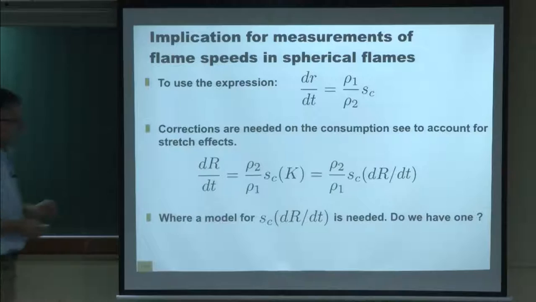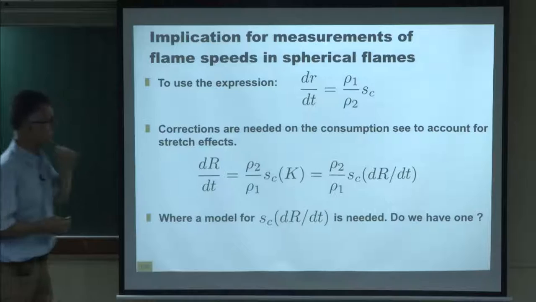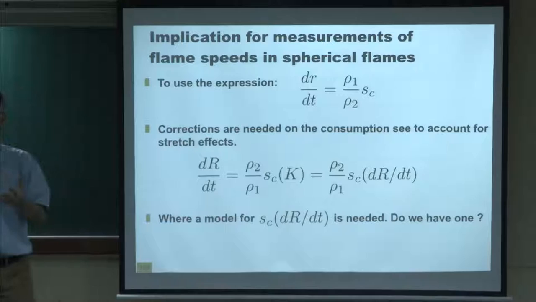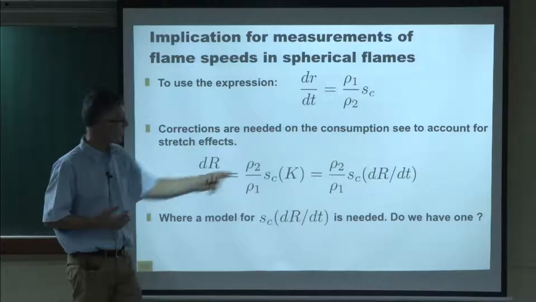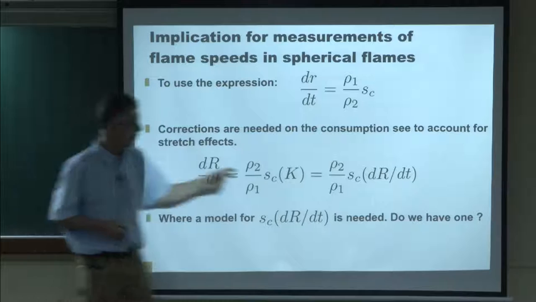Remember, we assumed that we would be able to extract SC from this expression. We would measure dr/dt. We would evaluate rho 1 over rho 2. But in practice, the problem is that SC is not a constant. When the flame is very small, it is affected by stretch. And that means, really, that what we have to invert now is a relation like dr/dt equals rho 2 over rho 1 times SC of K. K is the stretch, and K is a function of dr/dt itself. And so things get much more complicated, because now you need a model for SC as a function of stretch.